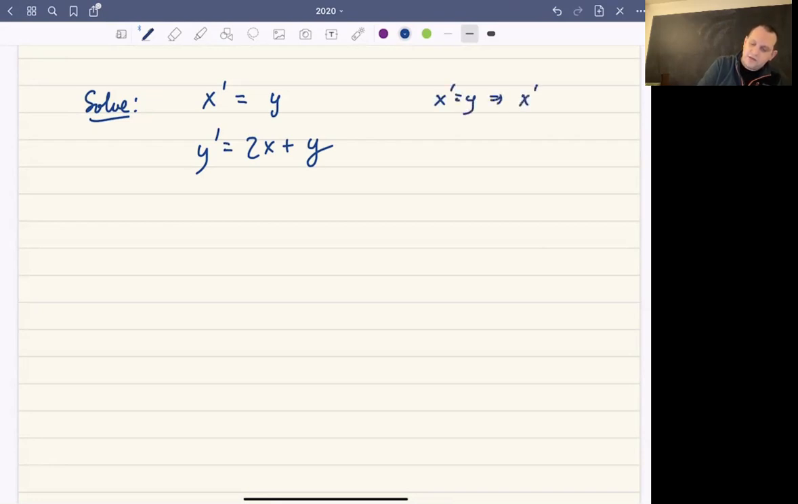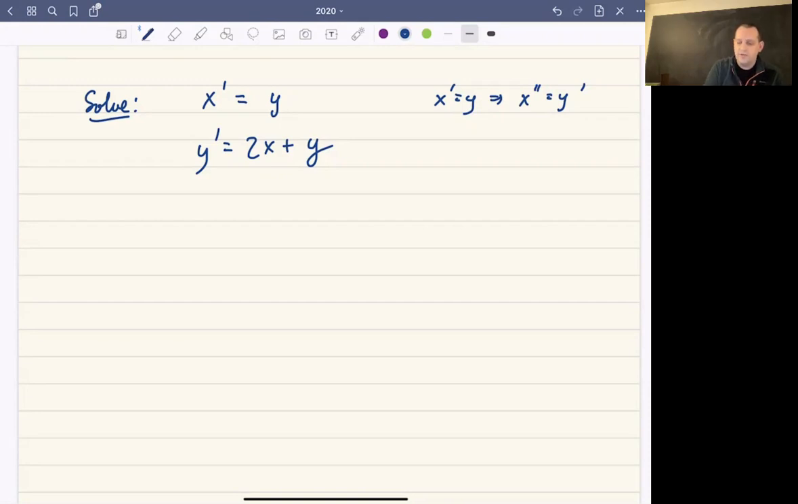So we're going to end up with x double prime is equal to y prime. And at first glance, this seems worse because now we have second derivatives where before we only had first derivatives. But if we can write everything in terms of one variable, then we win because we know how to solve second order linear homogeneous equations. And that's what this would become.